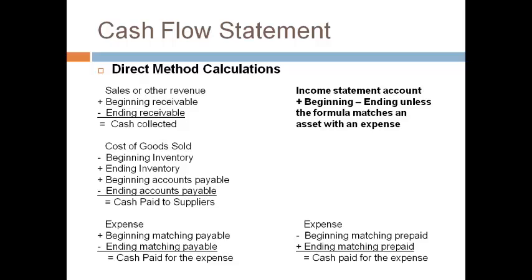All other current liabilities and prepaid expenses are matched to the associated expense to determine how much cash was paid in the current period. The formulas are always income statement account plus beginning minus ending unless an expense is matched with an asset.